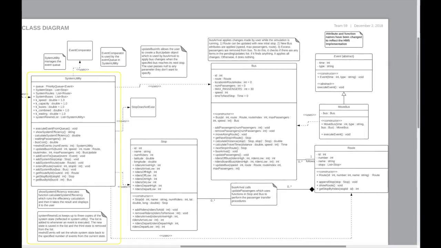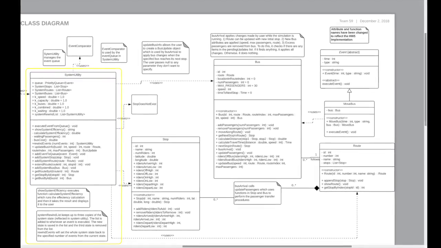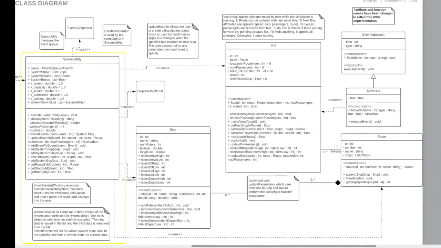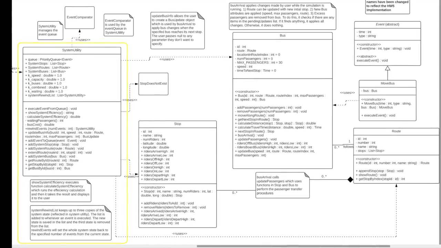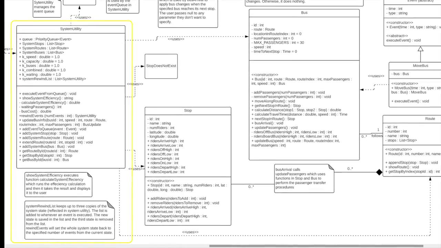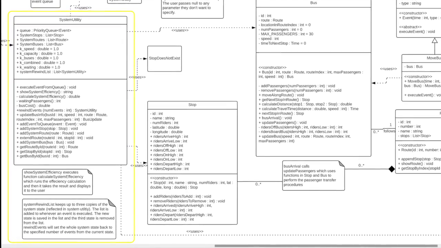Rewind functionality is performed by the System Utility class, which stores complete snapshots of the simulation state at a given point in time. Rewinding amounts to resetting the system state to the data contained in the snapshot for the time requested, which is then assigned to the new system utility in the main function.